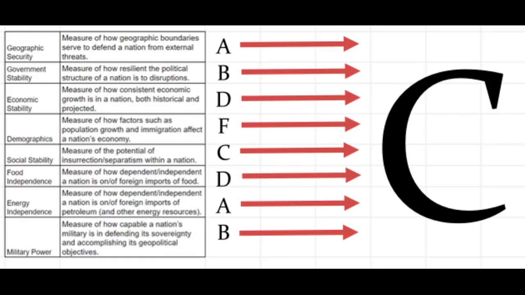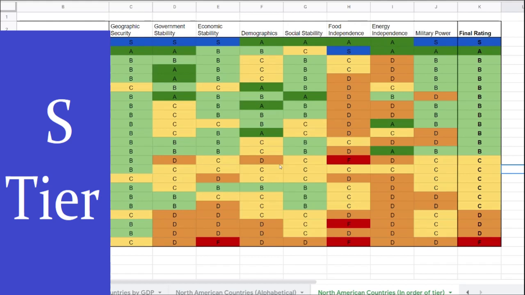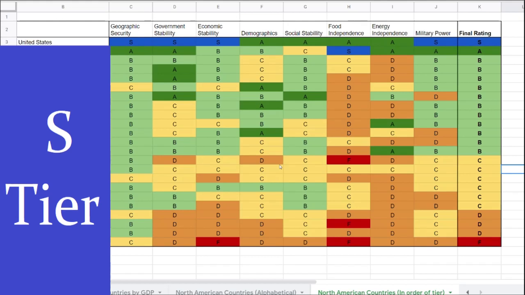Alright, so now with all of that explained, we've explained how I'm ranking each of these countries and how each category is defined. Now that I've done that, I'm going to move on to ranking each of the North American countries. So, for the next 10 minutes, I'm going to explain why the United States is as powerful as it is and why it's the world's only S-tier nation.